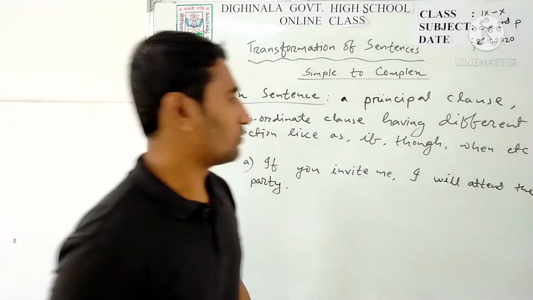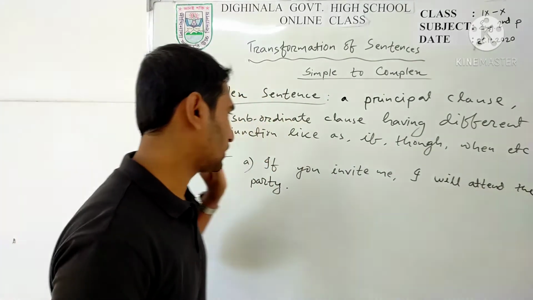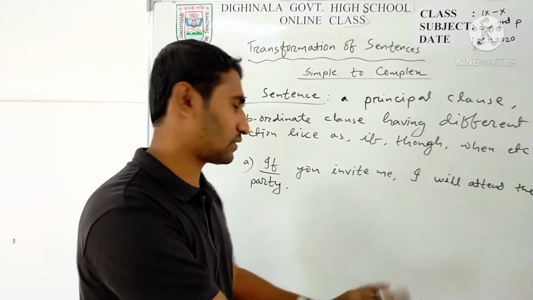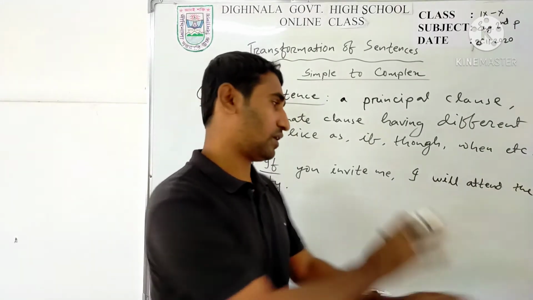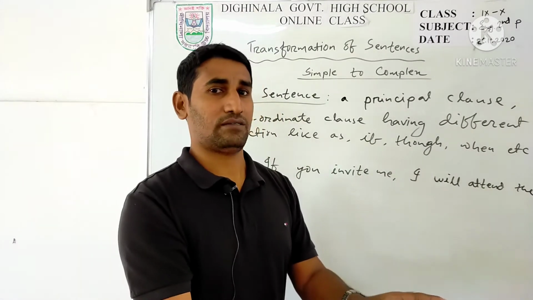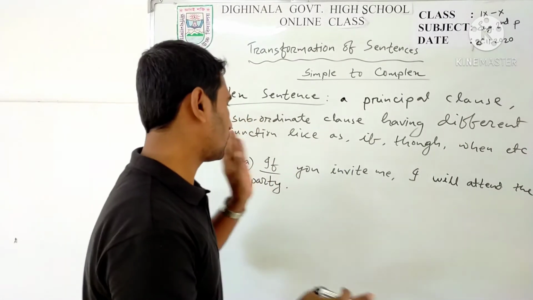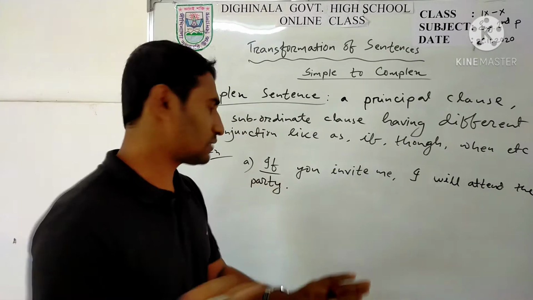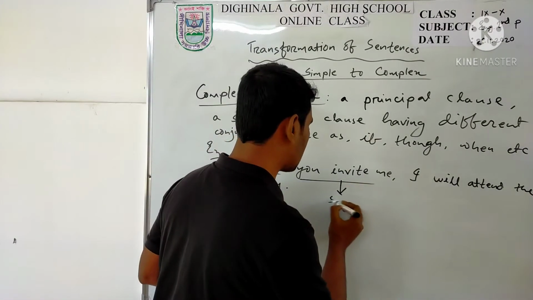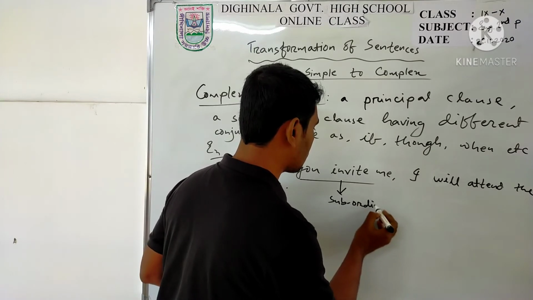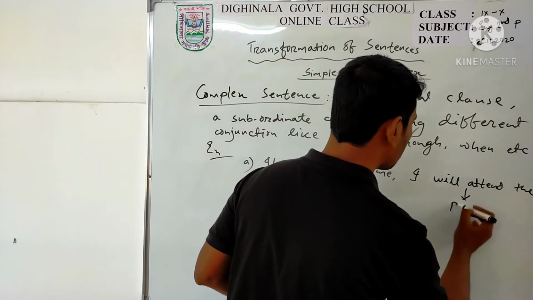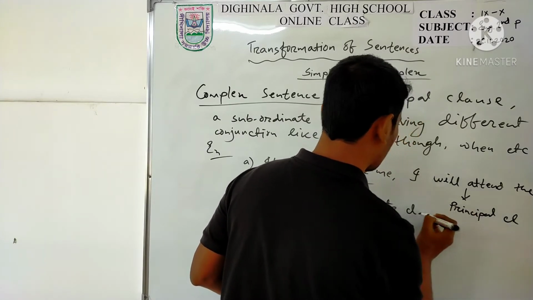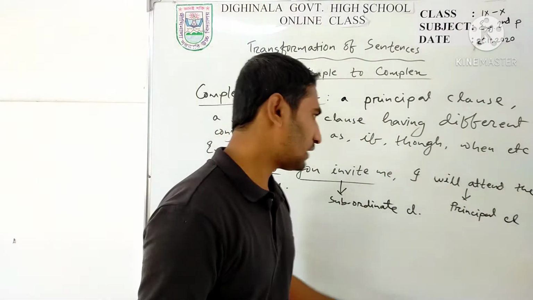So how can you identify which one is subordinate clause, which one is principal clause? If you see any conjunction in a part, that is a subordinate clause, and if you see a free part, that means without having any conjunction, that is principal clause. So if you invite me, this is subordinate, and I will attend the party, this is principal clause.